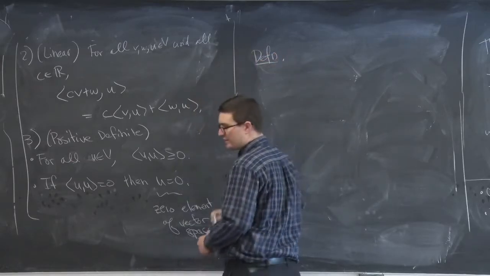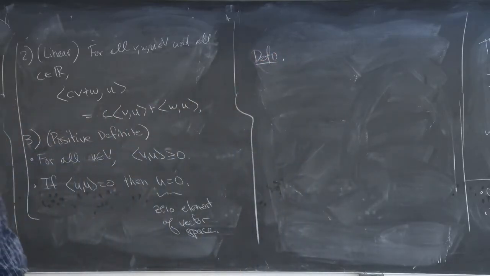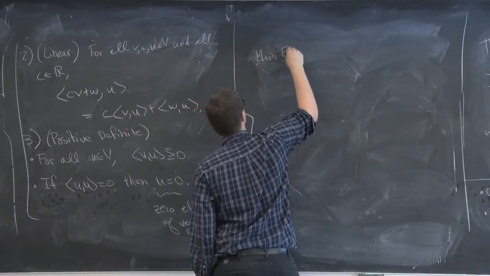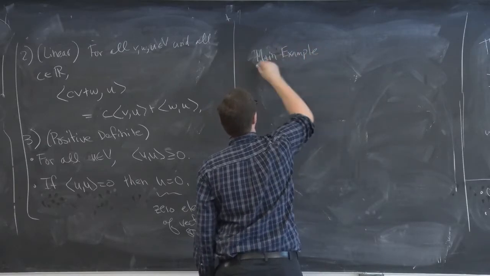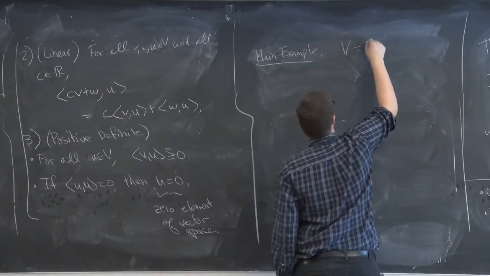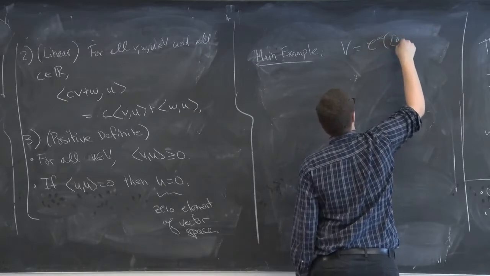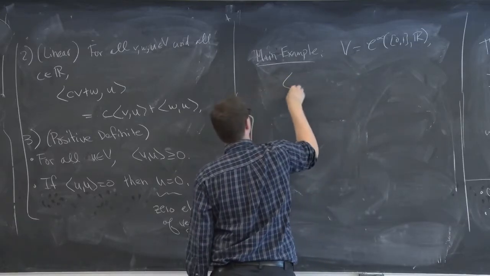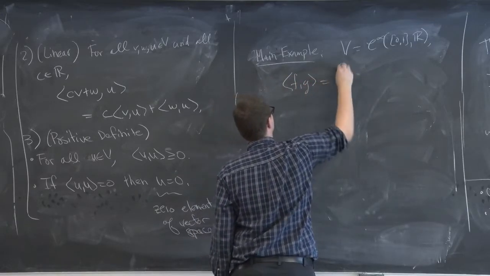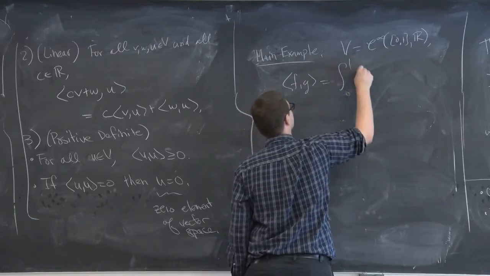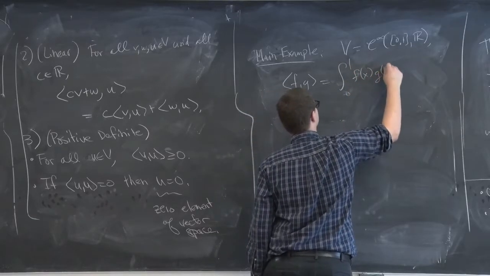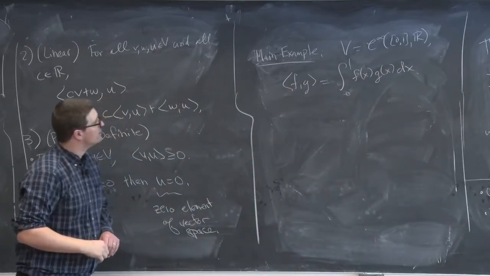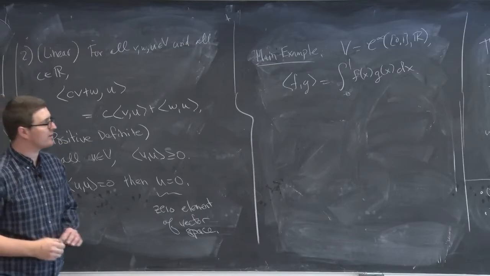We're going to generalize these concepts from the main example. For instance, V could be C infinity of 0 to 1 into the real numbers, and then the inner product is the integral from 0 to 1, something like this. So this is an example of an inner product on this vector space.